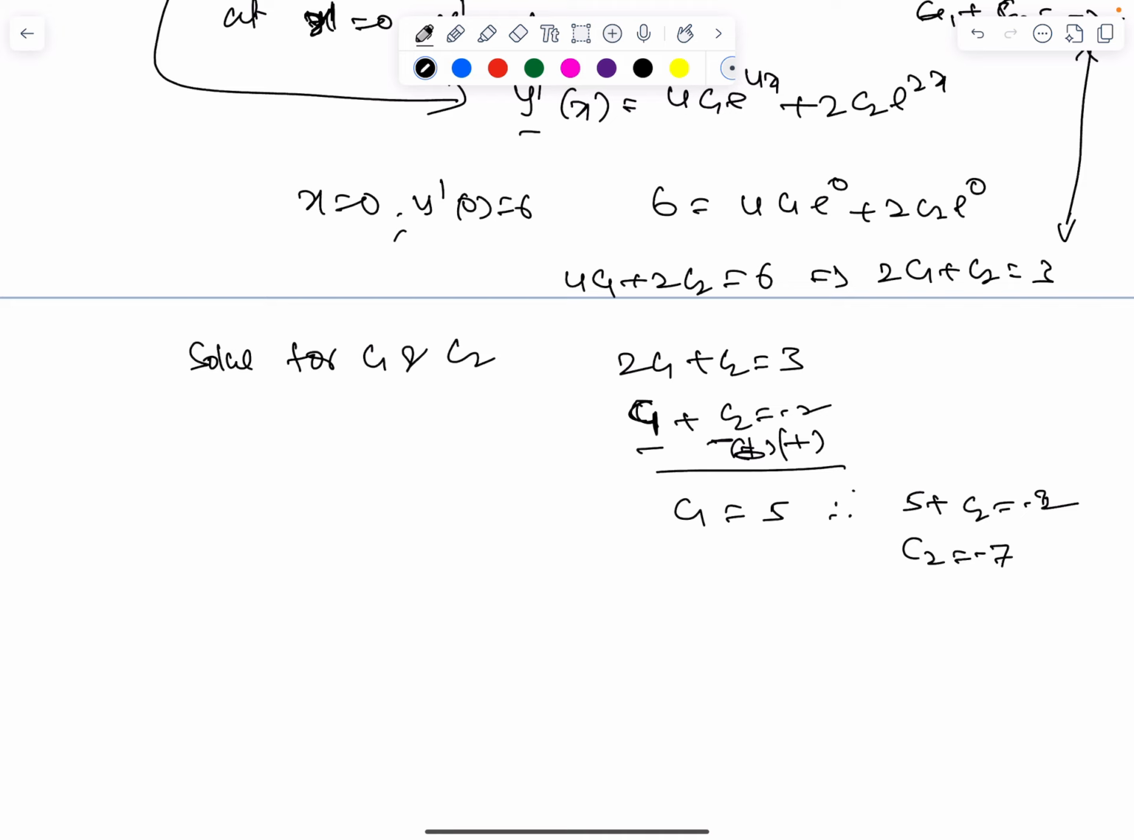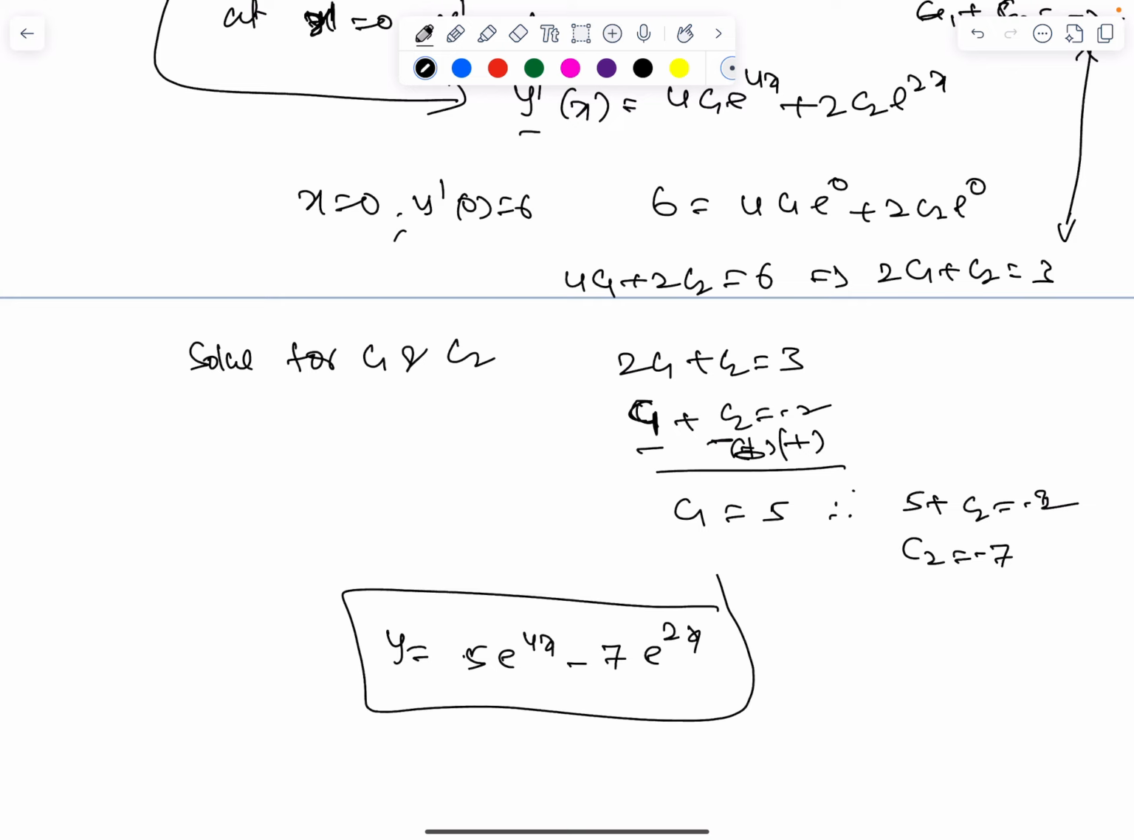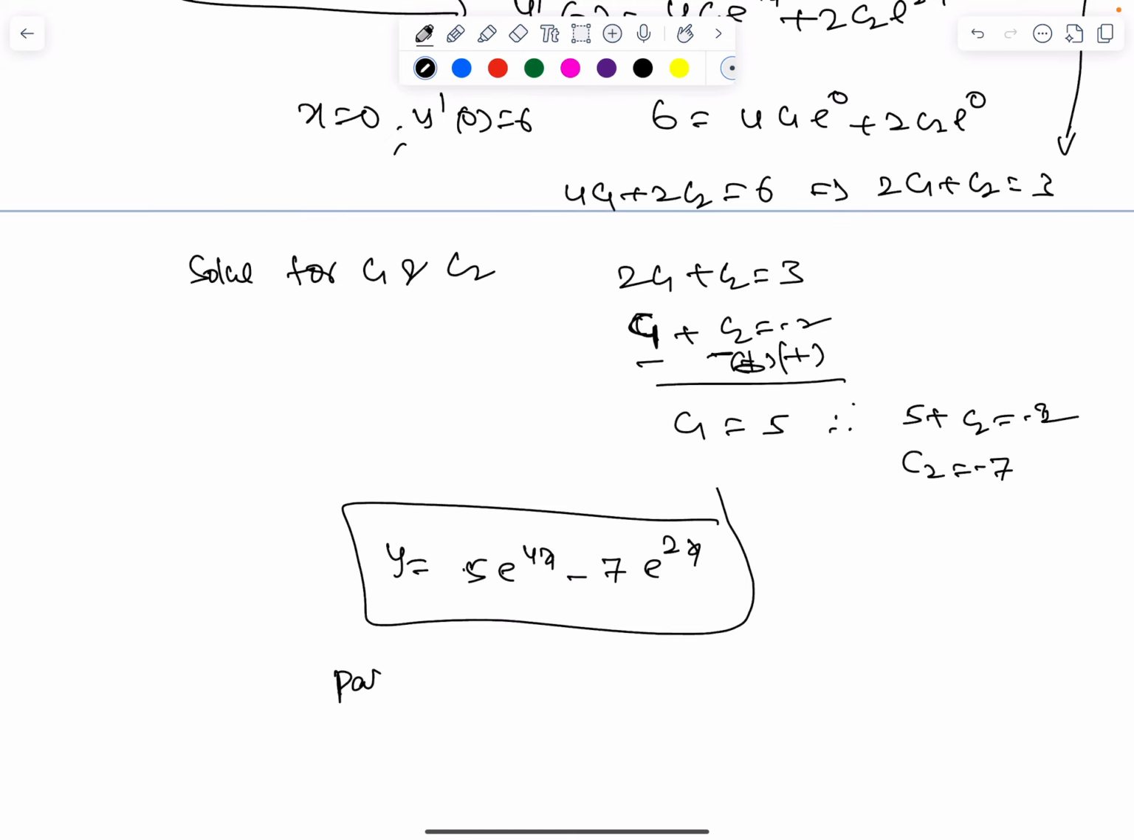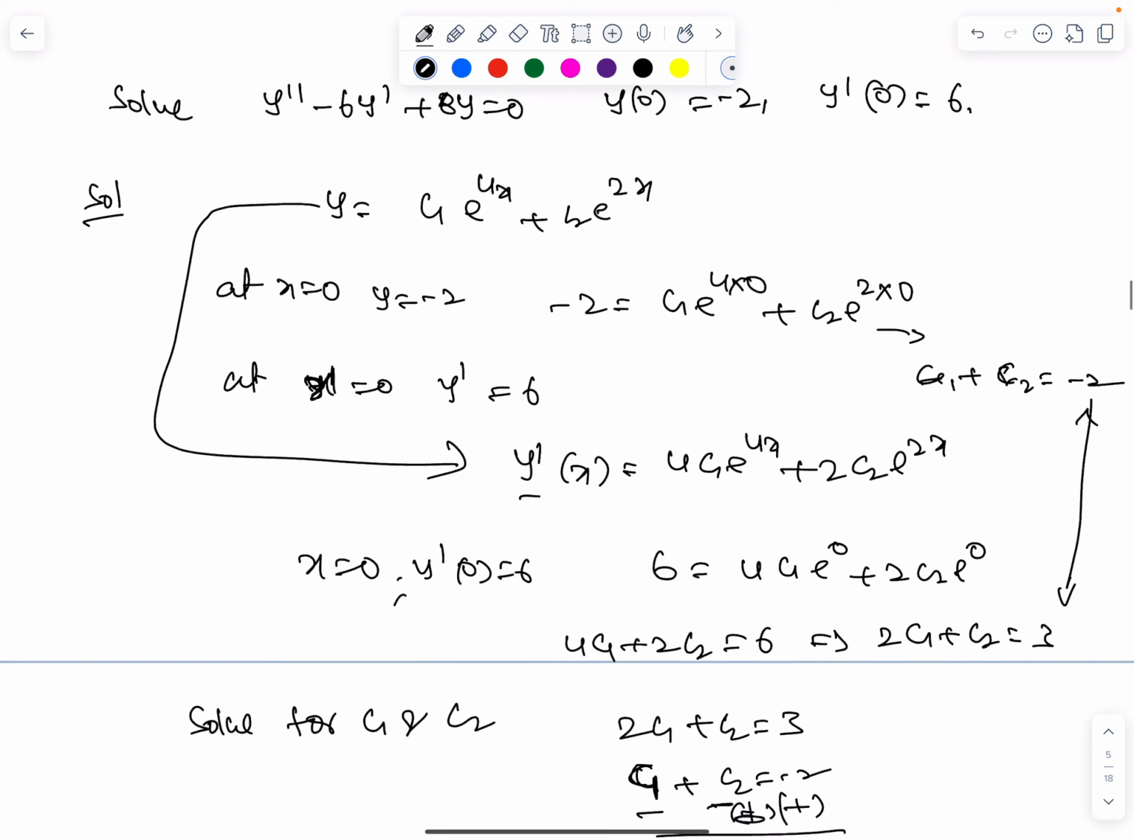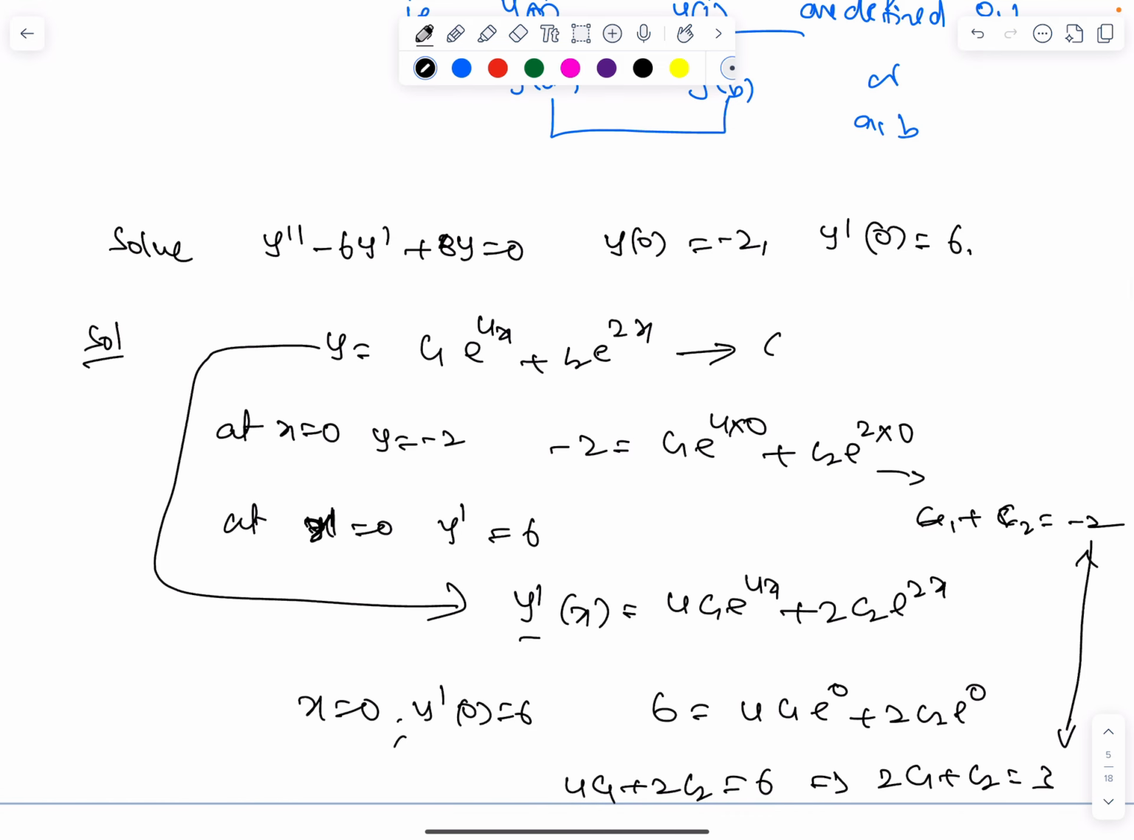Therefore, your solution is y is equal to 5 e power 4x minus 7 e power 2x, which is the particular solution. Why is this the particular solution? You have fixed C1, C2, the arbitrary constants. Earlier they had freedom. Whenever C1, C2 are present in the problem, this is called the general solution.